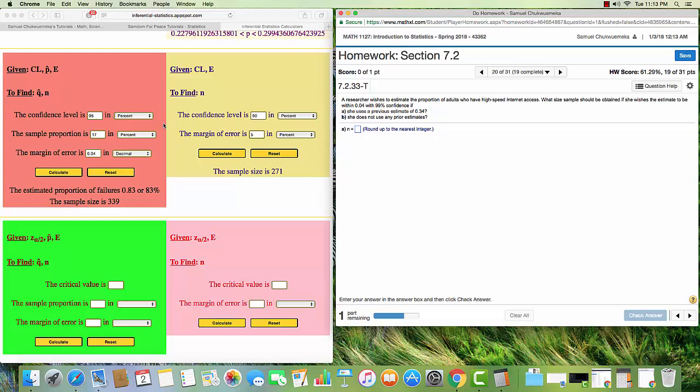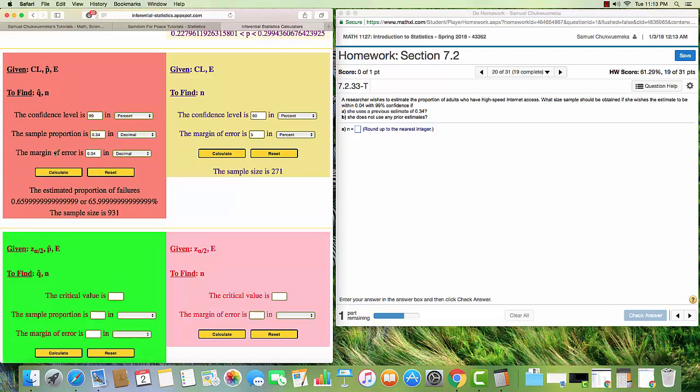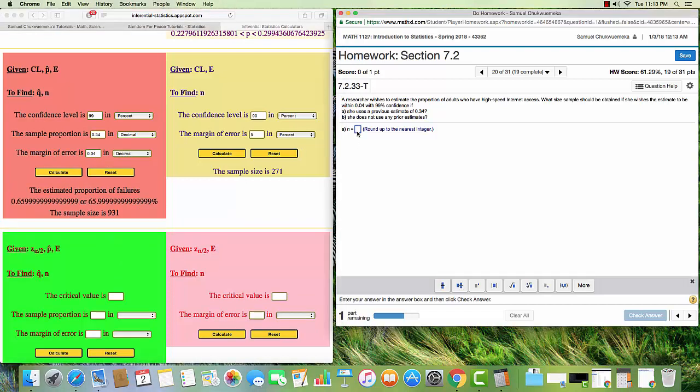For the A, we're going to use this here. Confidence level is 99%. Sample proportion is 0.34. You have to change it to decimal, or you can use 34%, but we are using 0.34. Margin of error is 0.04 in decimal. Calculate. So sample size is 931.